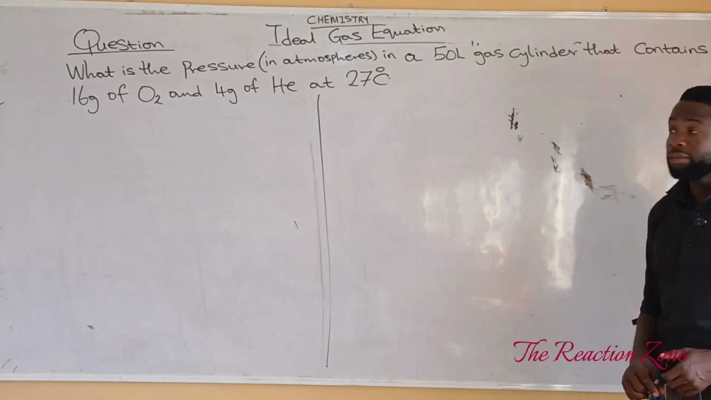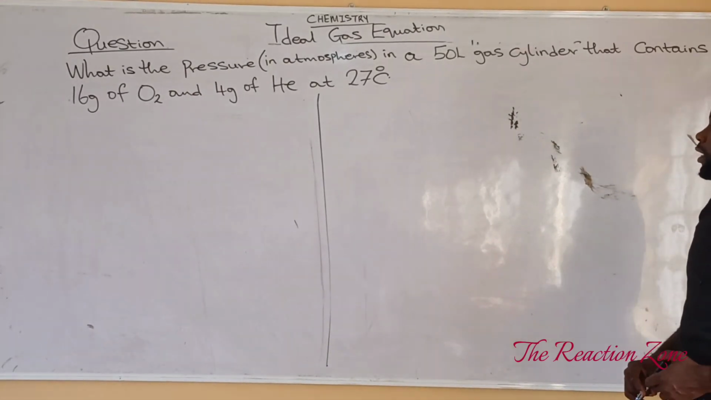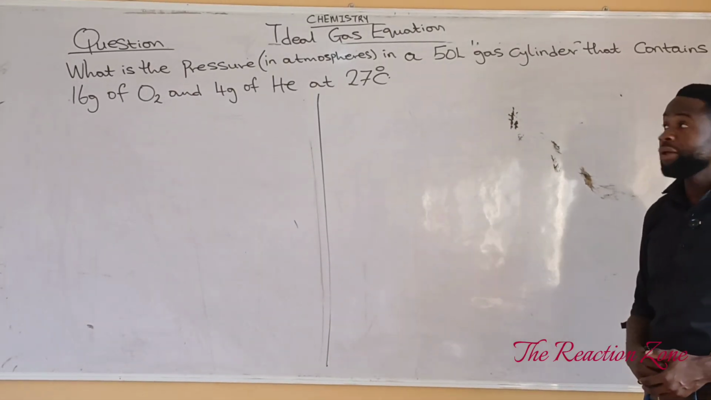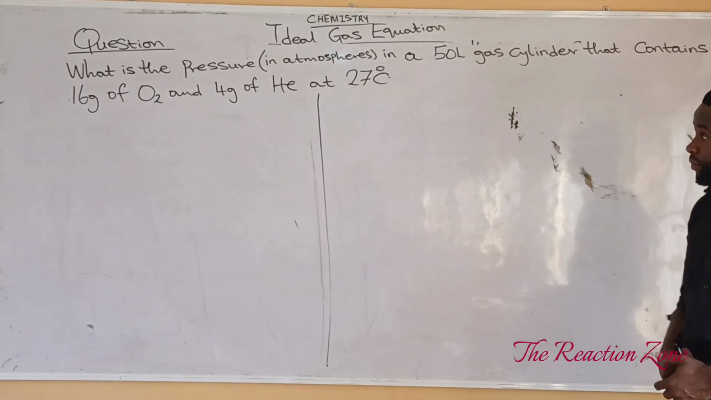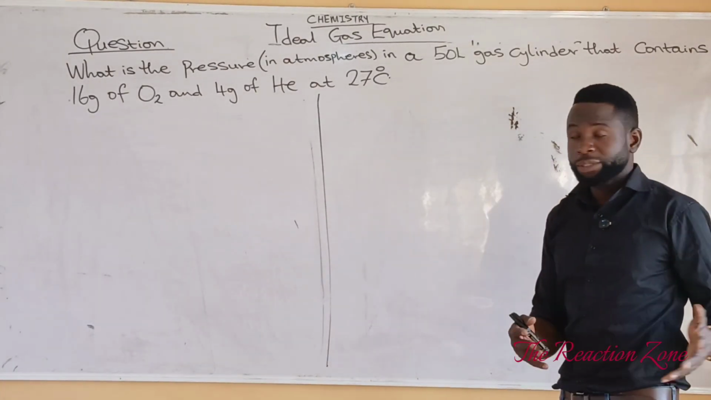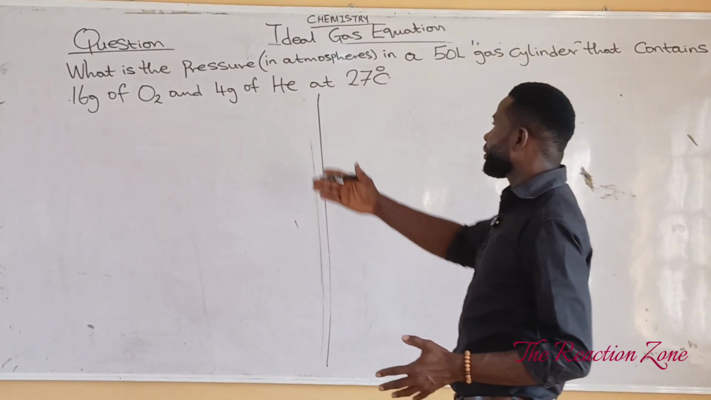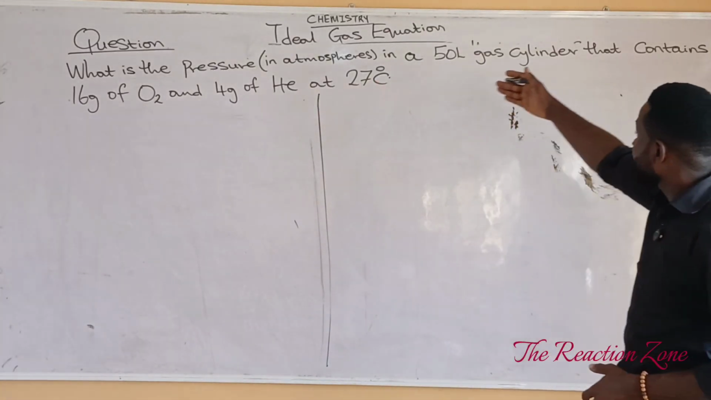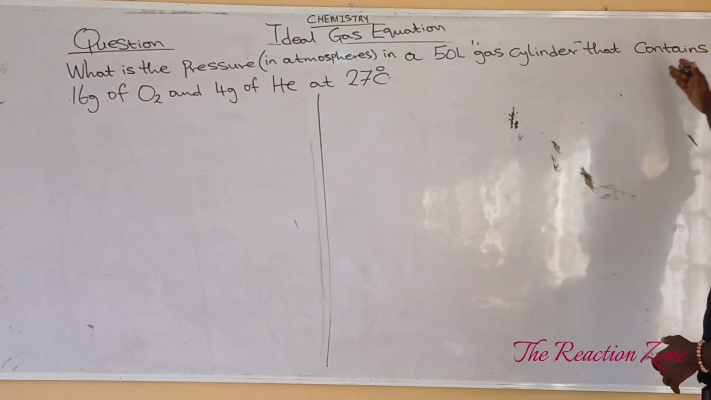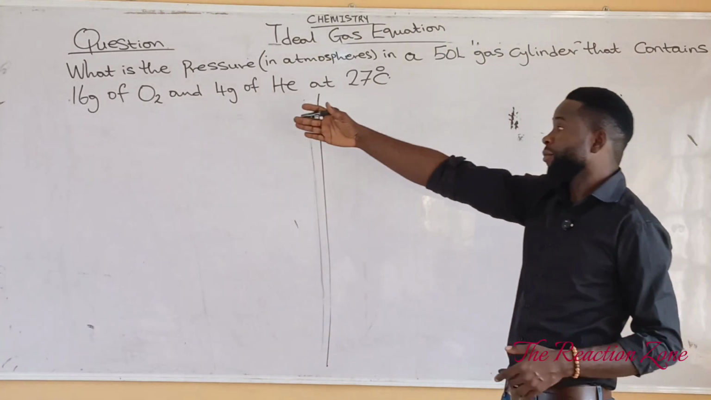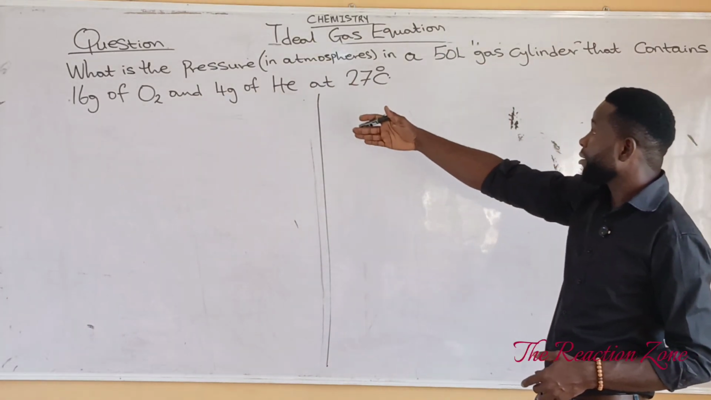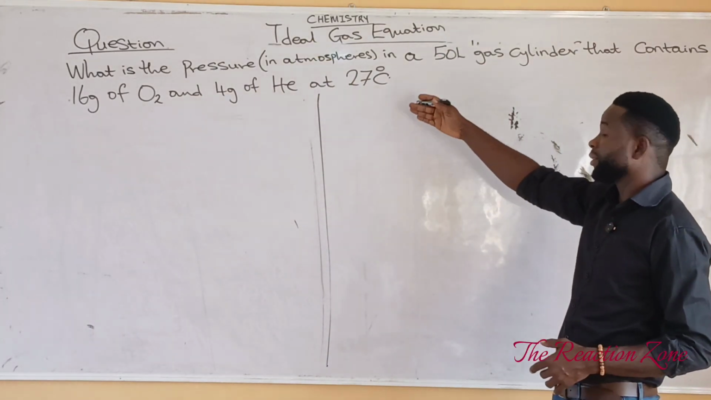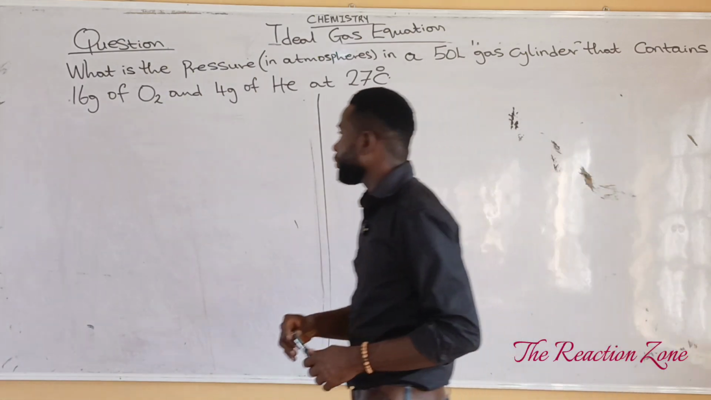In today's lesson, we will look at how to solve the problem on the board making use of the ideal gas equation. And the question is as follows. What is the pressure in atmospheres in a 50-liter gas cylinder that contains 16 grams of oxygen and 4 grams of helium at 27 degrees Celsius?